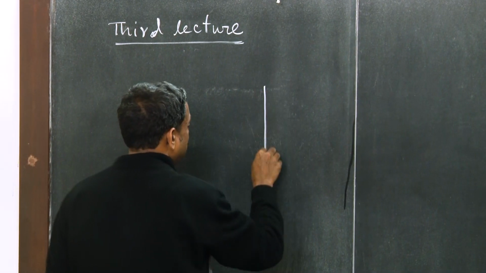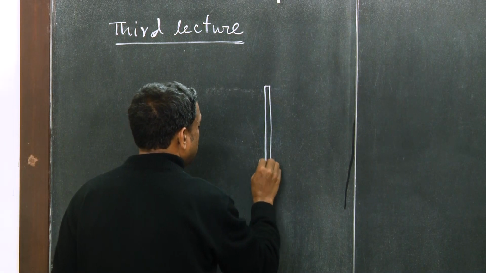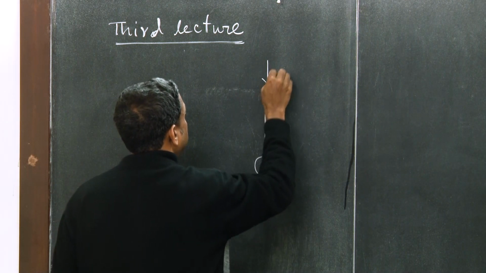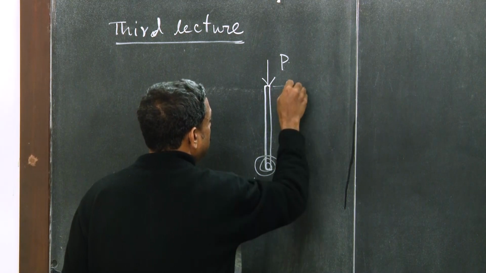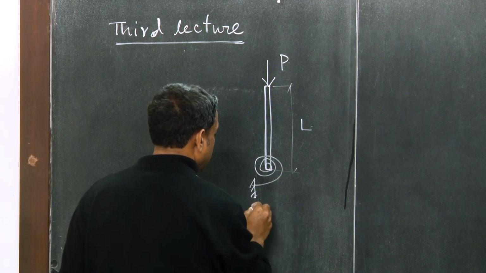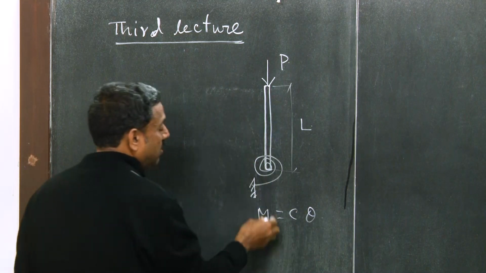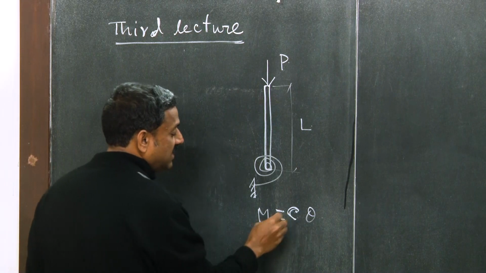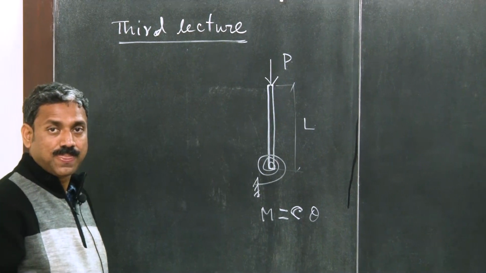So I am going to consider first a rigid bar, and this rigid bar is connected with a rotational spring, right, and which is subjected to a concentrated load P, and maybe this one is of length L, and it has a rotational stiffness of C, okay. So that means the moment is related with C into theta. If it is experiencing a rotation theta, then M is equal to C into theta, the moment developed. C is the rotational stiffness of the spring. So this is one system.